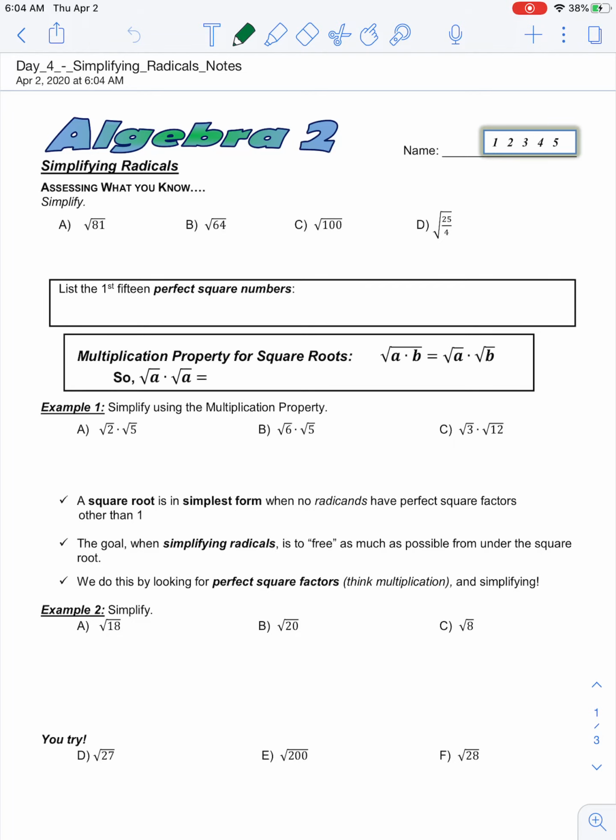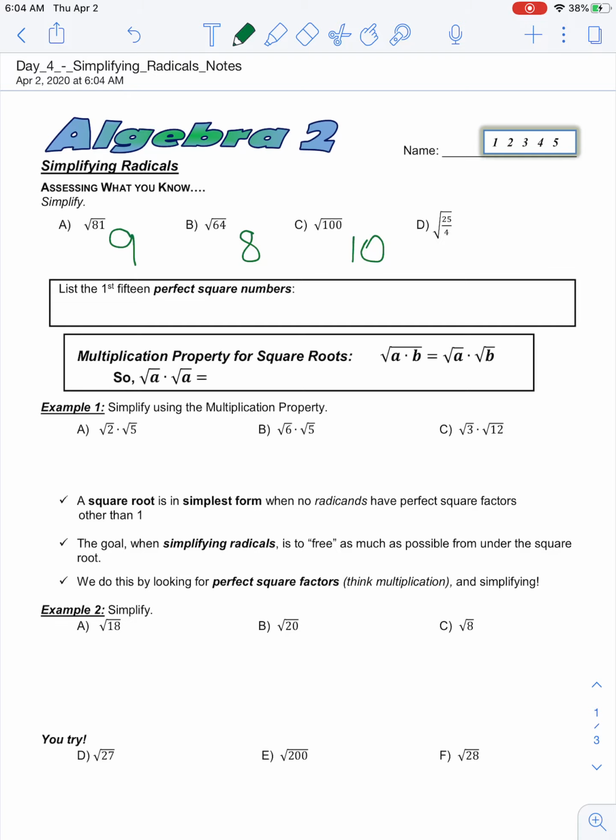This lesson is on simplifying radicals. As you can see, if you look at all the examples, radicals are basically like square roots. So if we look at the opener up at the top, assessing what you know, when we have the square root of 81, that's 9. The square root of 64 is 8. The square root of 100 is 10.